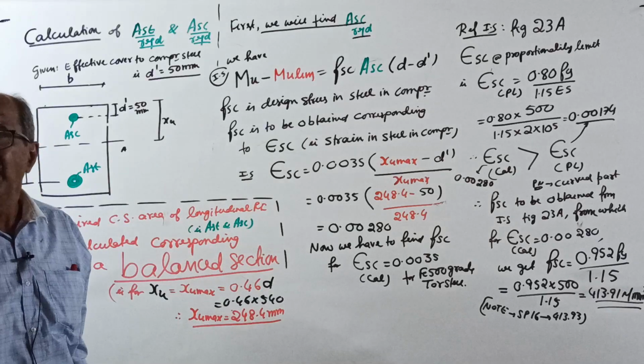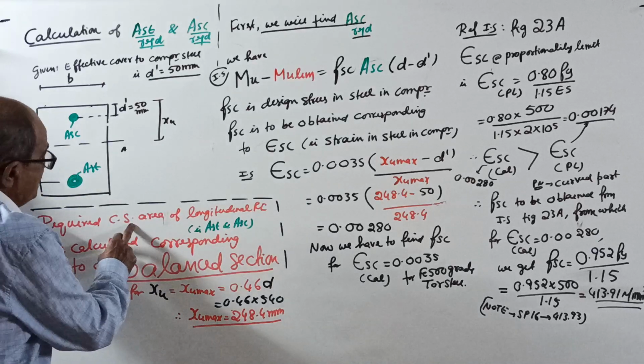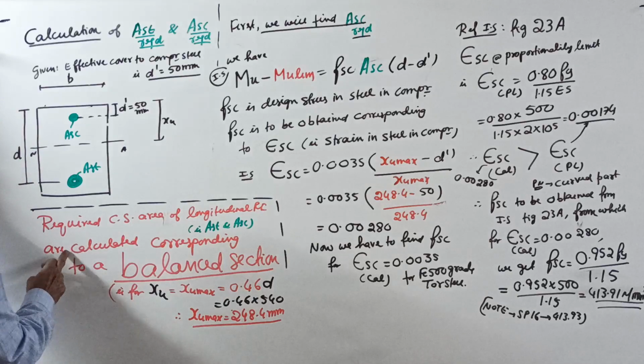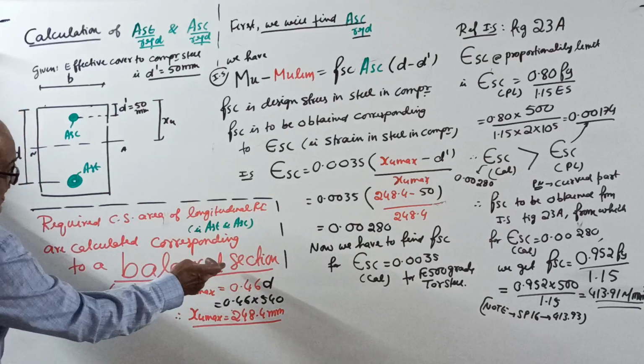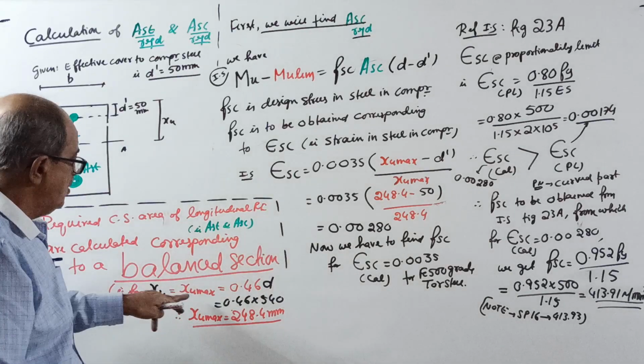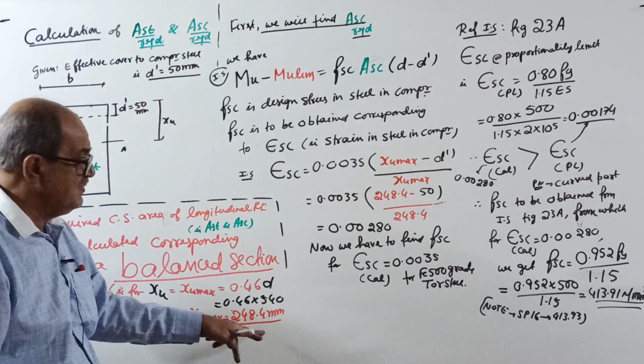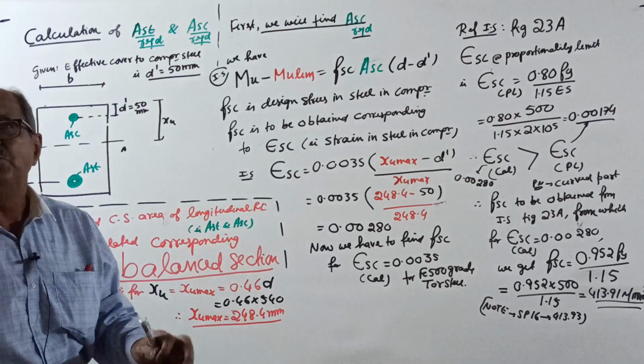Now, one very, very important statement. See, I have written it in the procedure sheet. Required cross-sectional area of longitudinal reinforcement, meaning AST and ASC, are calculated corresponding to a balanced section, that is for XU equal to XU max, equal to 0.46D. Get the value of XU max. Now you follow the procedure.